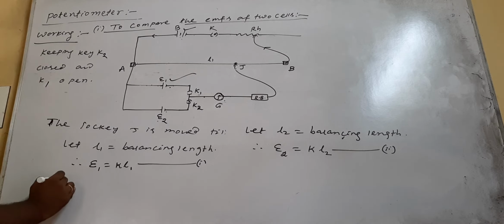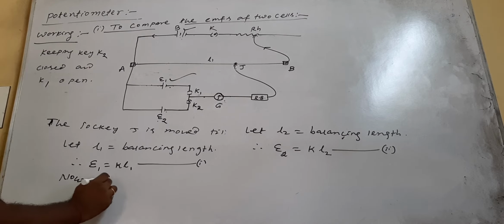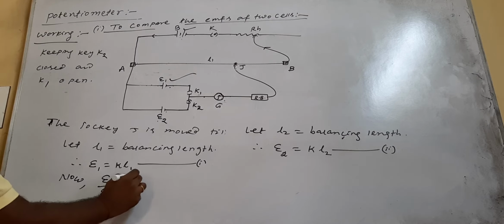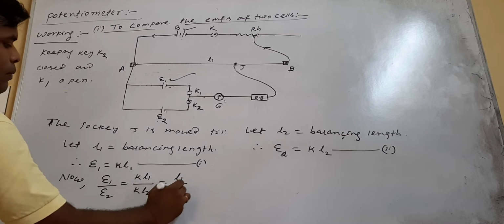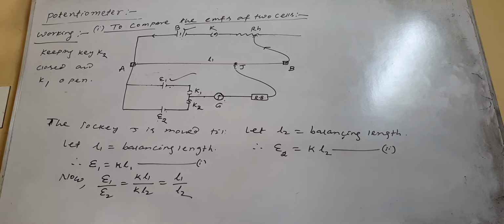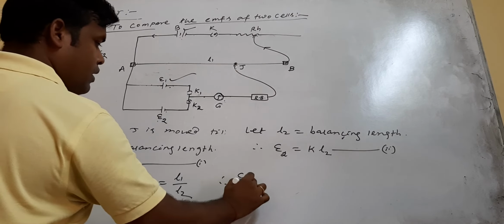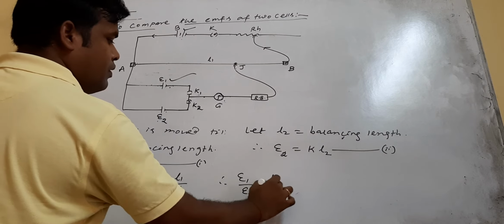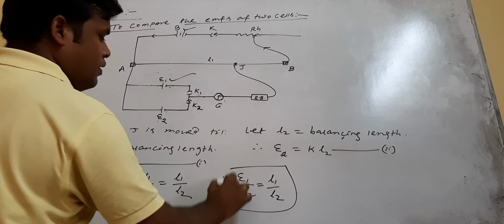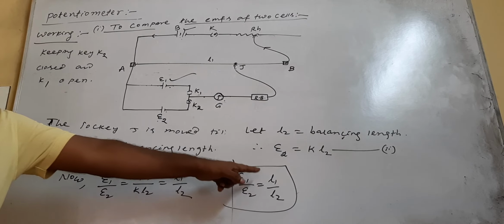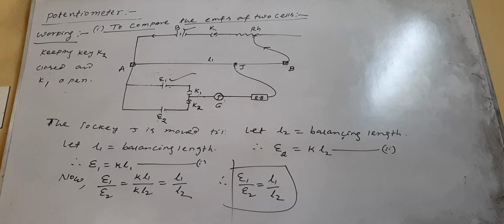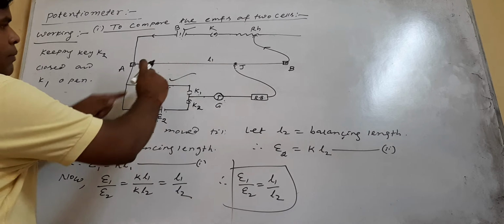Now, E1 by E2 is KL1 by KL2, that is L1 by L2. Here we got the relation E1 by E2 is equal to L1 by L2. Here we have compared the EMFs of two cells. The lengths L1 and L2 we can determine from the scale.